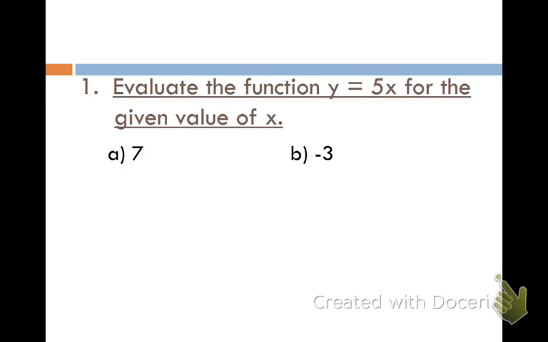Here's an example of something that you're going to find in your homework tonight. It says, evaluate the function y equals 5x for the given value of x. When we're doing this, you're going to take the original equation. So the original equation here is y equals 5x. Let's go ahead and write that down. Now all we're going to do is take the value that it gave us originally, which is 7, and plug it in for x. So go ahead and put y equals 5 times 7.